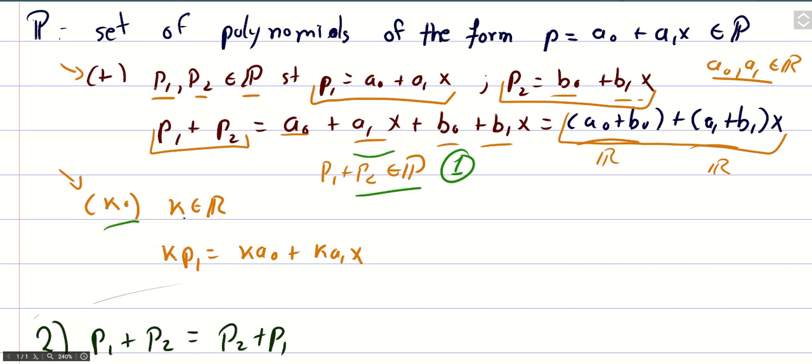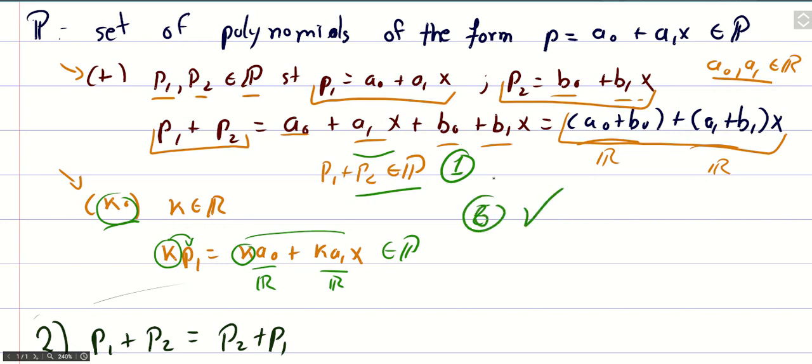And here we've got the scalar product, the multiplication of a scalar with a vector. So k p1 in this case is going to be just multiplying in the usual way, k a0 + k a1 x. And here you can observe again that here we have a real number. Here also we got a real number, and that means that this preserves the structure of P. So this also lies in P, and that implies the closure of the scalar product. So here axiom 6 is also satisfied.